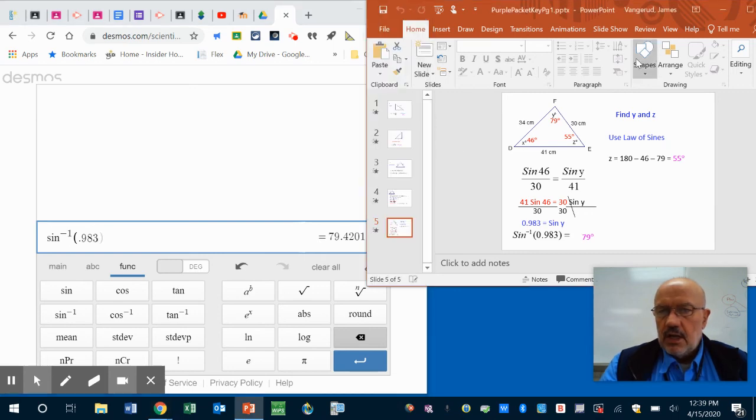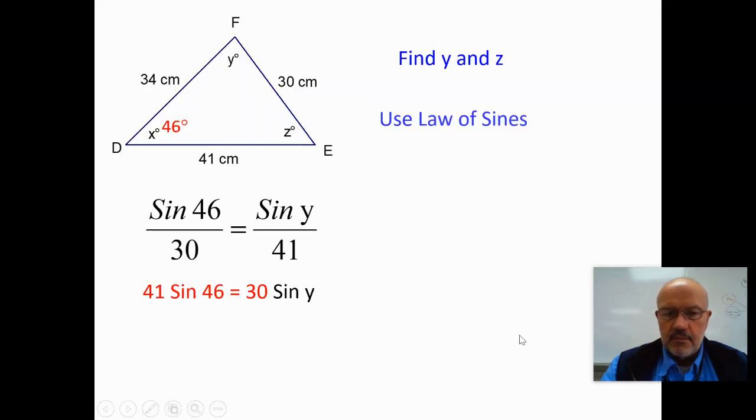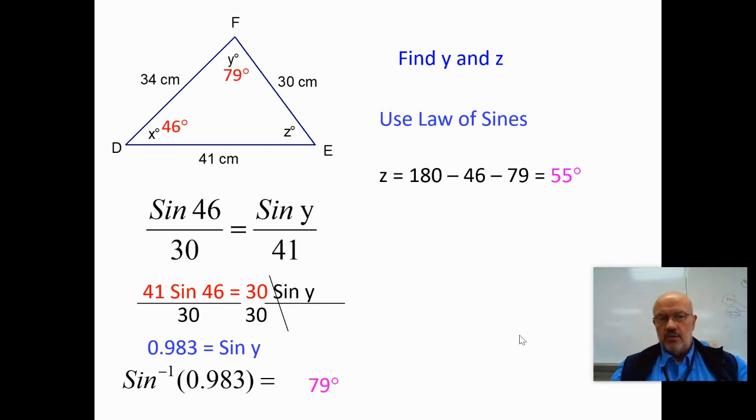So we have the simplest task left. Let's bring us back up to this point. So I have a 79-degree angle here. Then I just subtract those two known angles from the 180, and I find out that z equals 55.